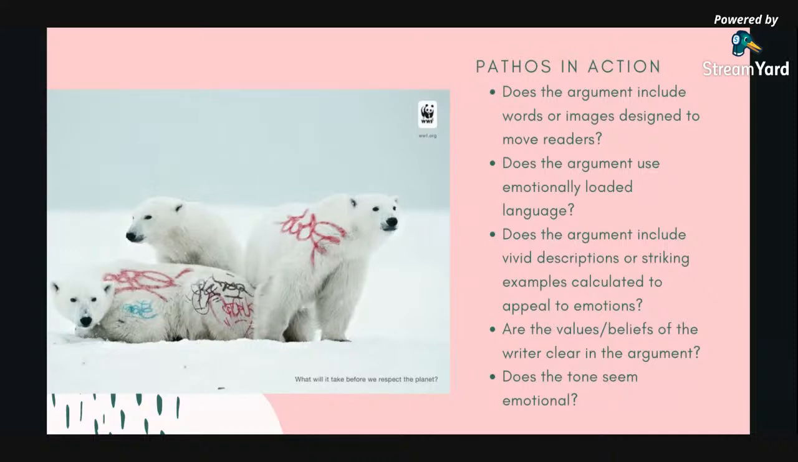And lastly, does the tone seem emotional? In my opinion, the emotion is kind of a pleading feeling. But that also can differ from person to person. You might feel more sadness or anger or frustration. So while the emotions are similar, they can also vary slightly like that.